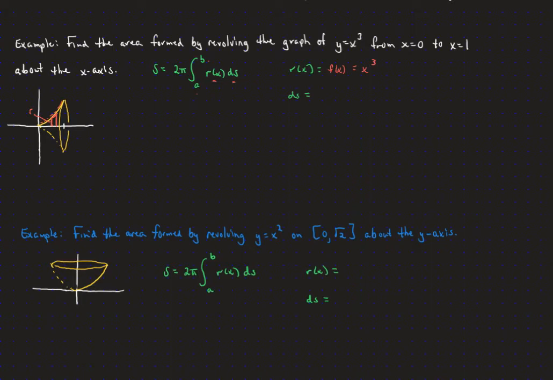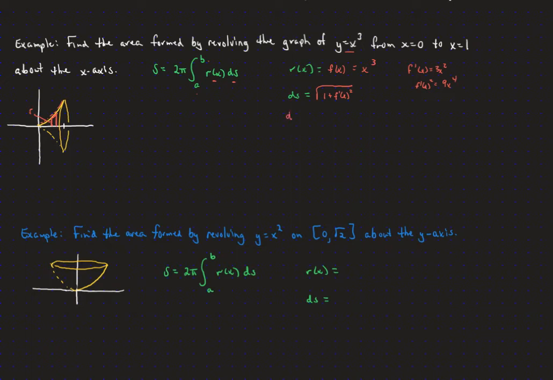The differential arc length, that ds, is going to be the square root of 1 plus f prime of x squared, since our function is in terms of x. We have y as a function of x. So we're going to need to know what f prime of x is. That's going to be 3x squared. We need f prime of x squared, which is going to be 9x to the fourth.